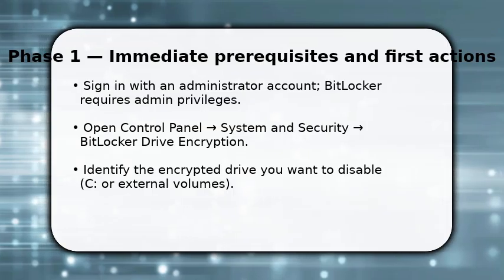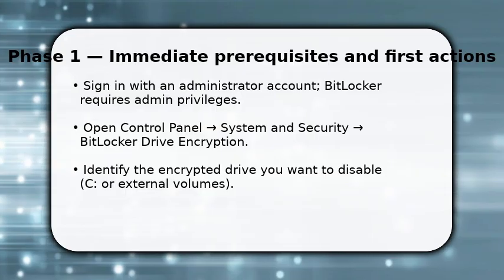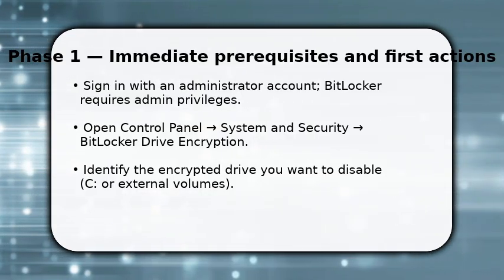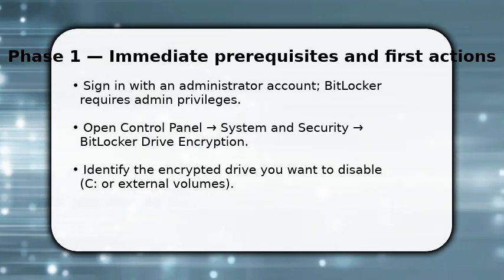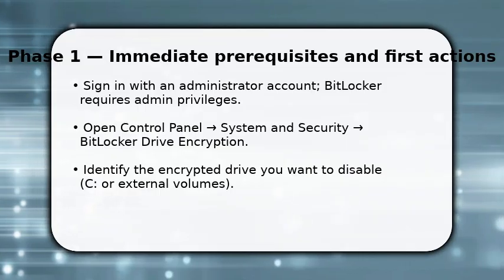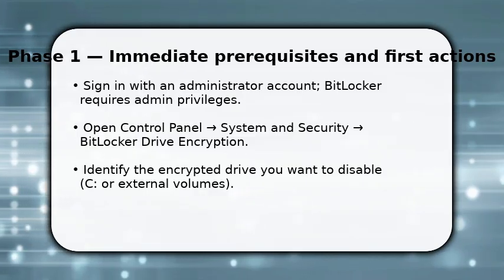Enjoy the video. You need admin rights and to be on the PC where BitLocker is enabled. First, open Control Panel and go straight to System and Security, then BitLocker Drive Encryption. Once there, locate the encrypted drive, for example C, or an attached external disk, and confirm it shows as BitLocker on. This step begins the actual process.